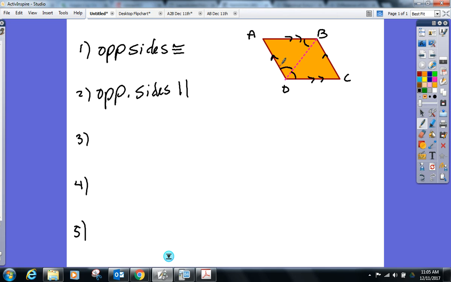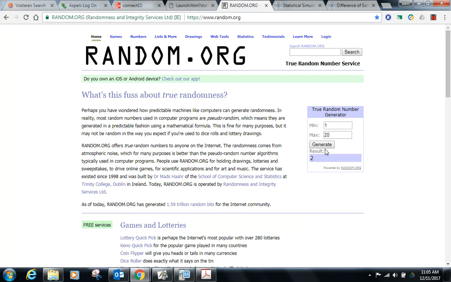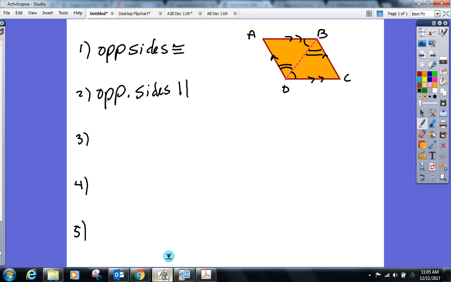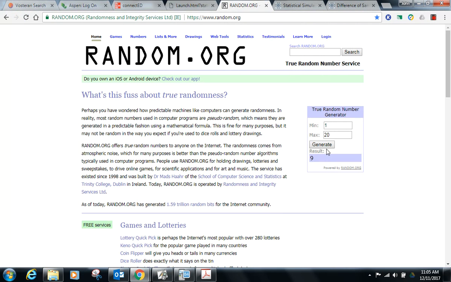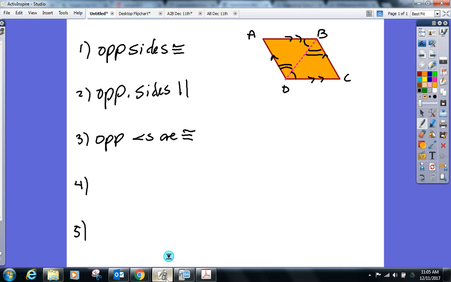And the same thing can be said for these two right here. Those are alternate interior. Please watch out for those. More properties. What do we have going on? 2, again. Opposite angles are congruent. Yep. Let's keep this train going with the fourth one, 9. Diagonals bisect each other. I like it. Diagonals bisect each other.